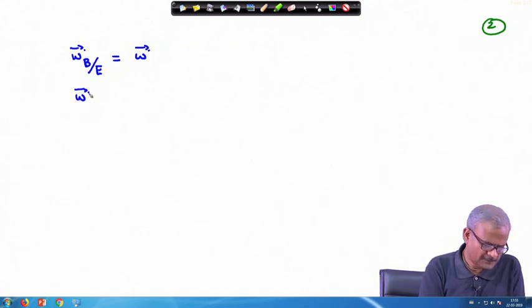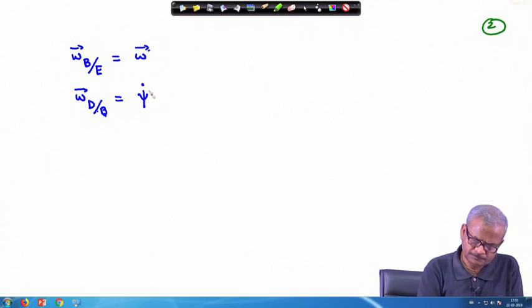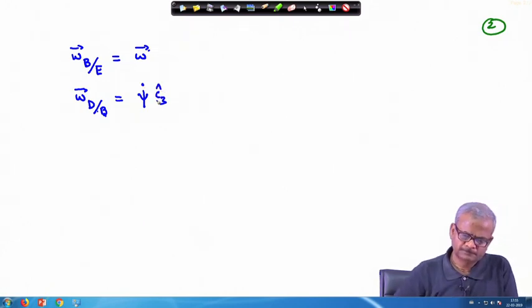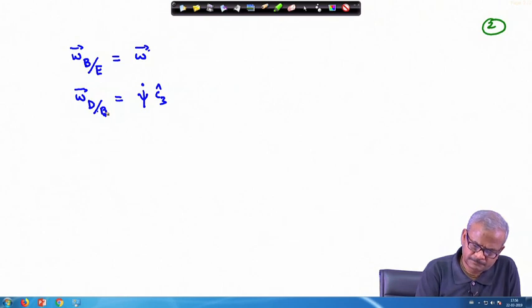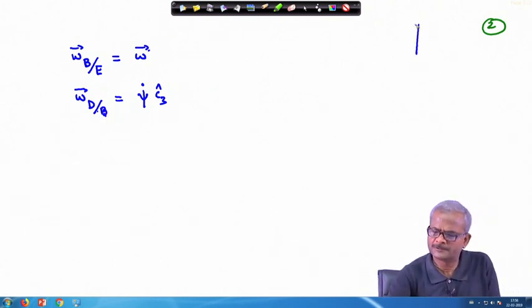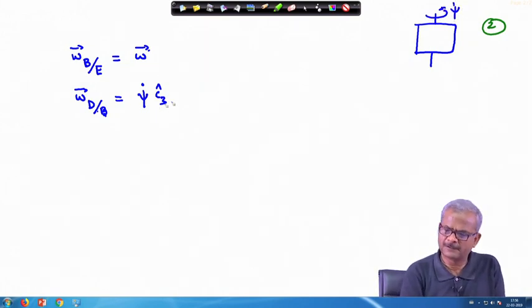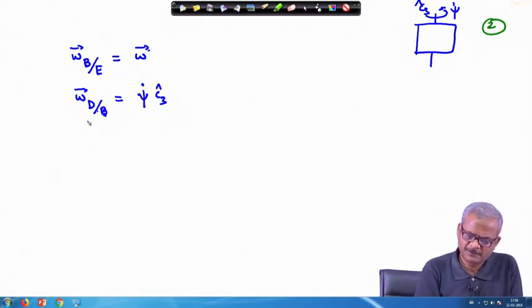Then angular velocity of the d frame with respect to the b frame, because this is the frame here and this frame is rotating by psi dot. So, only, and this direction is C 3 cap, only this part will appear here. Okay. So, d with respect to b frame.